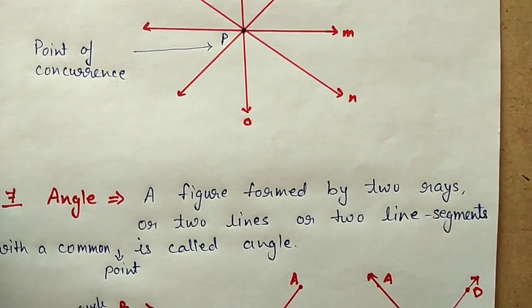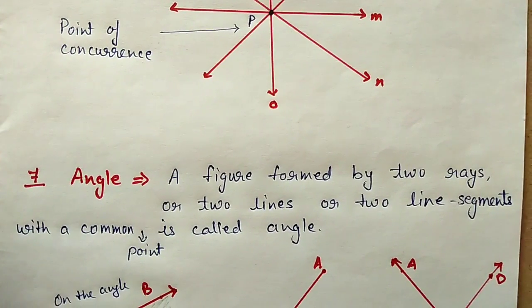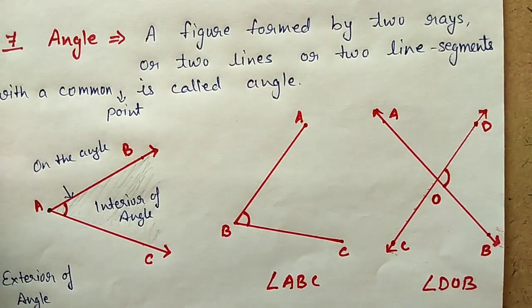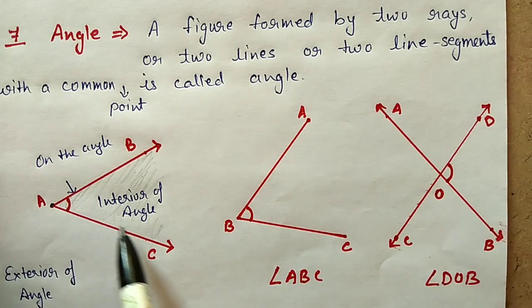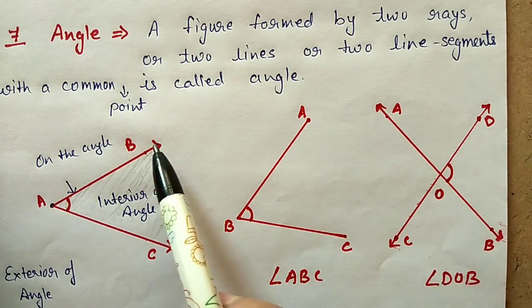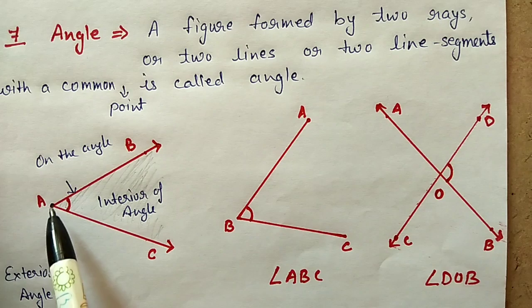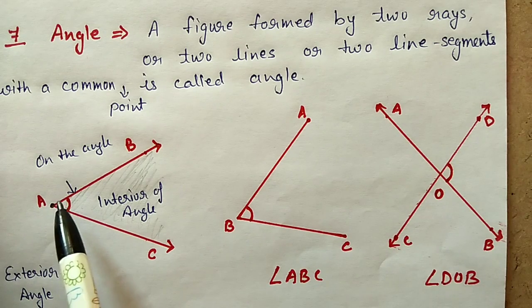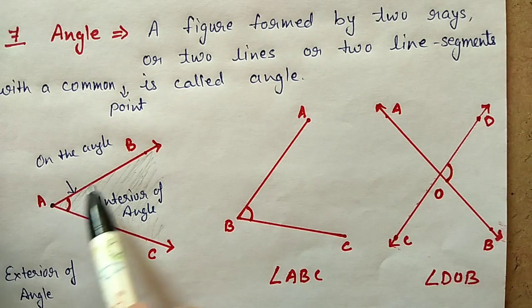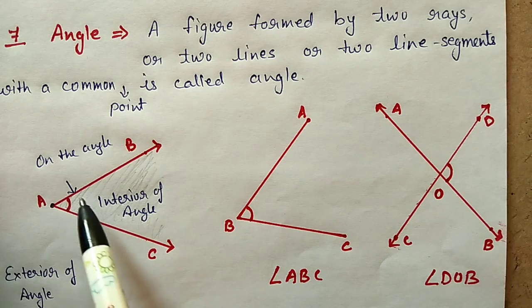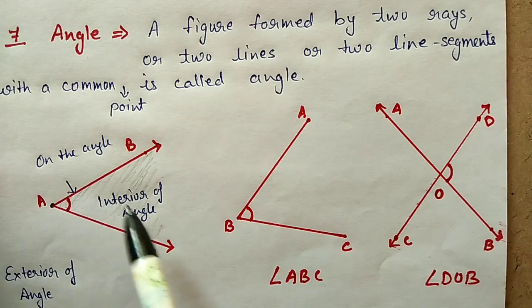Next, the seventh point is angles. What are angles? An angle is a figure formed by two rays or two lines or two line segments with a common point. You can see here, in the first case I have taken two rays, AC and AB. Two rays are there and A is the common point. So this figure formed by these two rays is called an angle.